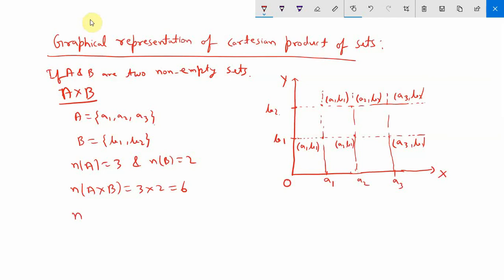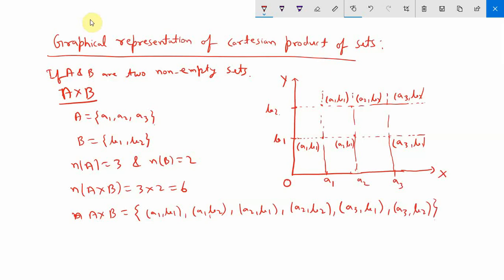multiplying A and B, A into B, we can see we will get A1 B1, A1 B2. Next we will get A2 B1 and A2 B2. With third element in A, we will get A3 B1 and A3 B2. Okay friends, so we are getting all these elements of A into B, and if we check by graphical representation, we will also get the same points.